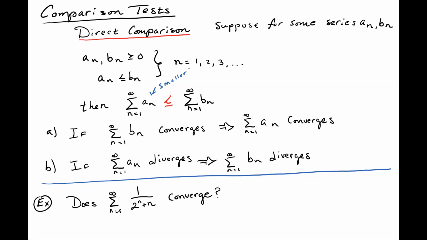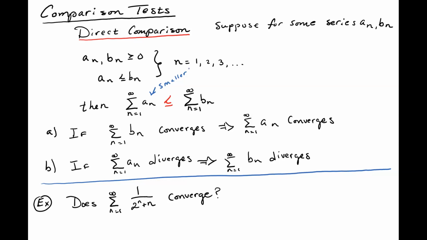It says in the first one, letter A, if the sum of the series B converges, then the sum of the series A must converge. Well, that should make some intuitive sense, because if B is the larger sum, and it converges, anything smaller than it must have converged. And similarly, if the smaller of the two series, in this case A, diverges, then the larger sum should also diverge. And that's what fact B is stating here.